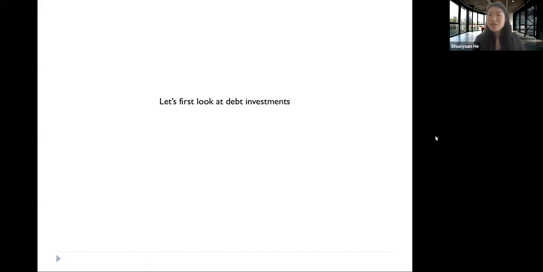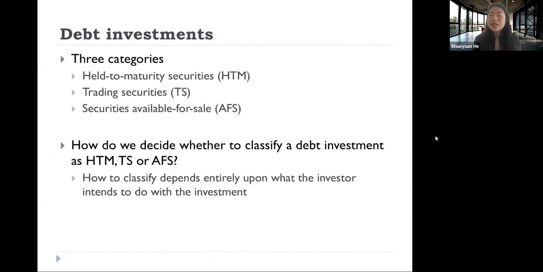So now let's first look at debt investment. As I just mentioned, debt investment is basically, if I'm a firm, I invest in debt securities of other firms. And that investment is recorded as an investment for me, the party who purchased those debt securities. So regarding debt securities, there can be three different categories, accounting-wise.